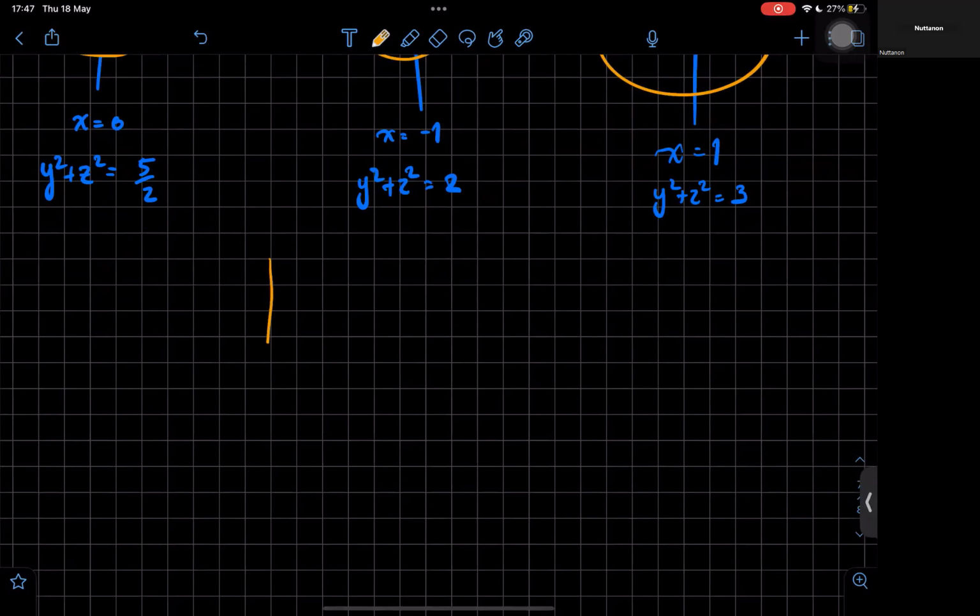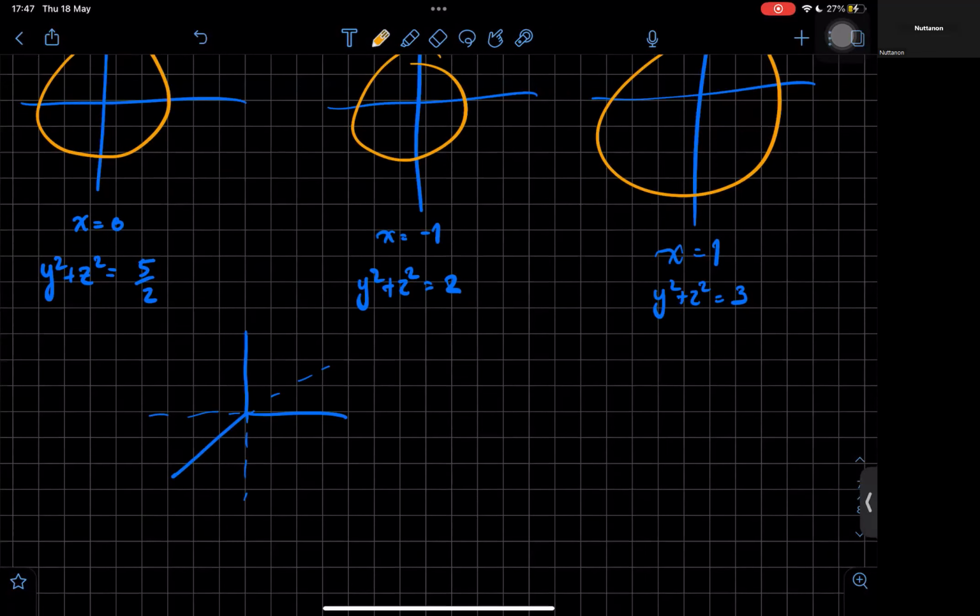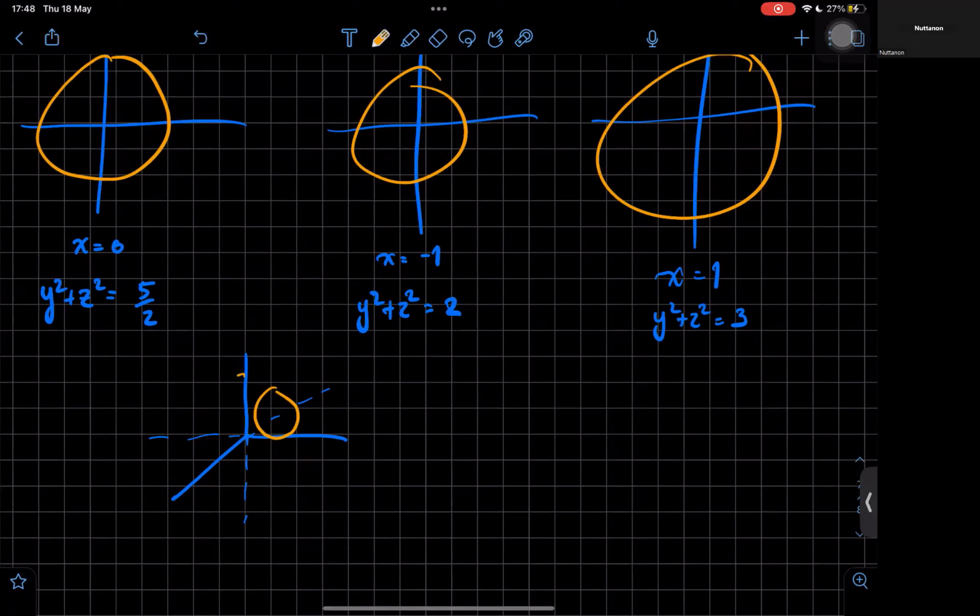So when you draw the graph, it will be like this. At x equal to minus 1, it's going to be some circle around here. At x equal to 0, it's going to be a bigger circle. And at x equal to 1, it's going to be another bigger circle. Then you can join them, and you get the same picture, which is the paraboloid. Okay, is that clear?